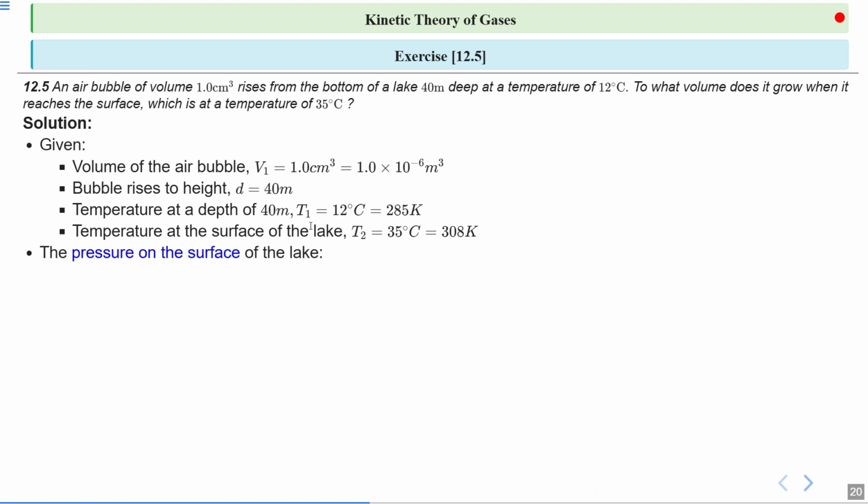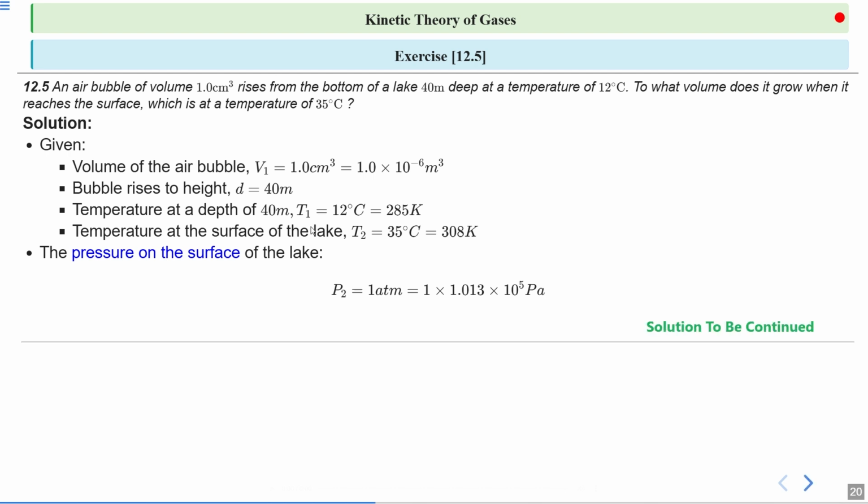Now let's consider the pressure at the surface of the lake. It's given as 1 atm, which we convert to pascals for our calculations. This is the standard atmospheric pressure. So P2 is equal to 1 atm, or we can say 1.013 into 10 raised to the power 5 Pascal.